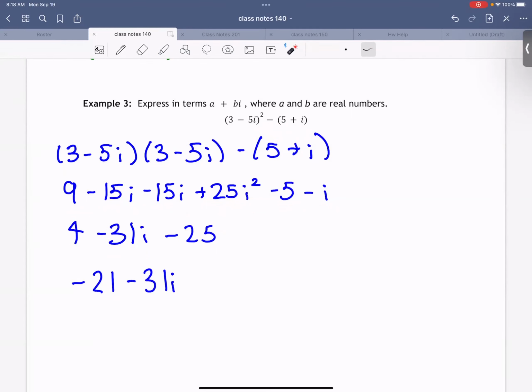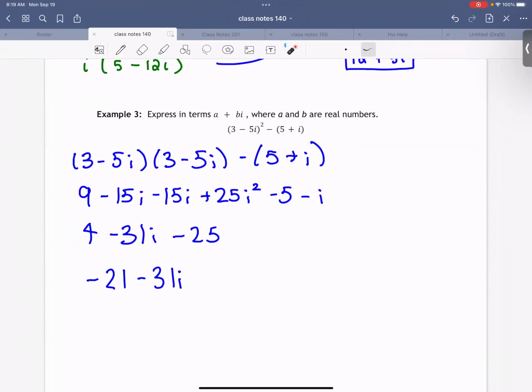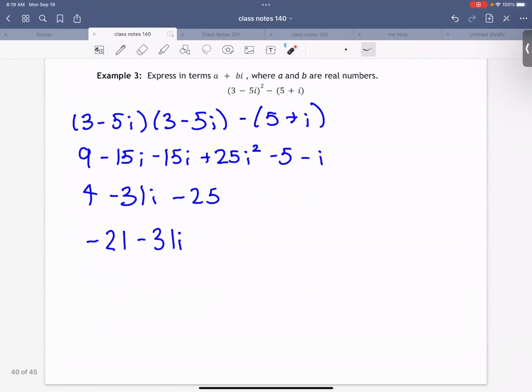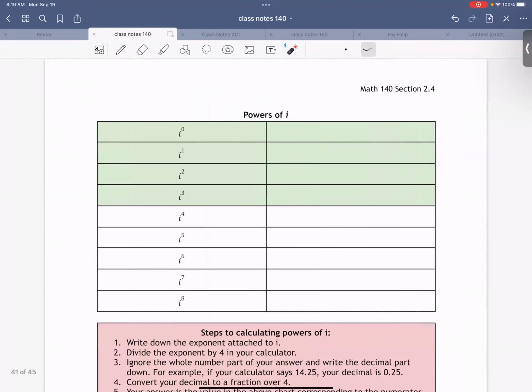Any questions on example 3? All right, are you still writing it down? Okay. Yeah, so these aren't too bad. I think you kind of just have to be careful with the negatives, making sure you're multiplying things out. But I think we're pretty good with these sort of examples. So let's move on to the next page.